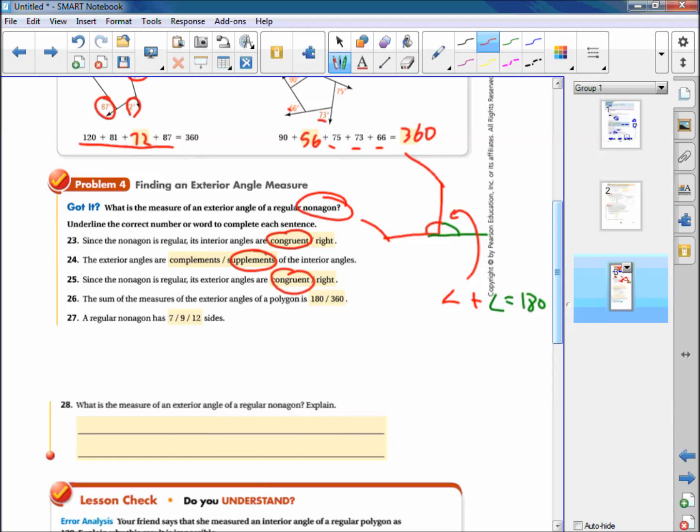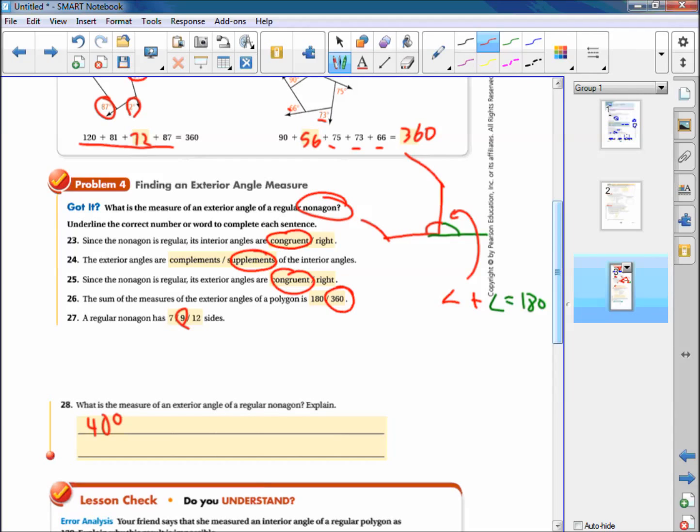Okay. So the sum of the measures of the exterior angles of a polygon is always going to be 360. And a regular nonagon has 9 sides. So now we can answer our big question. What is the measure of an exterior angle of a regular nonagon? And to do that, we're on the top of the next page, by the way. We're going to get 40 here. Okay, why is it going to be 40?